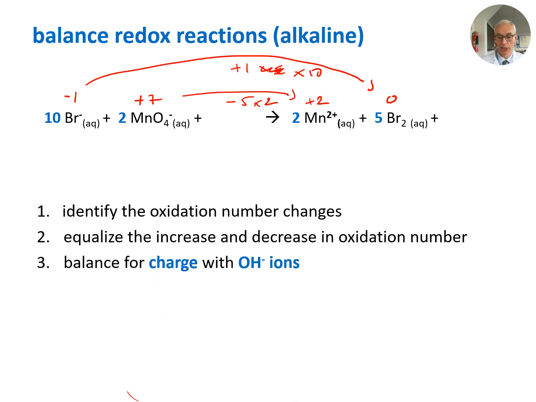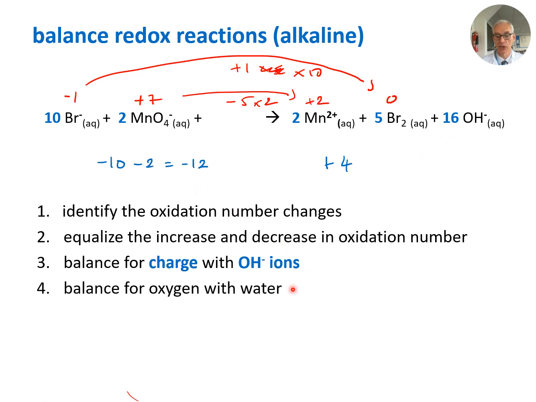Of course, now I need to balance for charge with hydroxide ions. So on the left-hand side, I've got -10 and -2. So at the moment, it's -12. Whereas on the right-hand side, I've got +4, 2 times 2, so +4. So how am I going to equalize those changes using hydroxide ions? Well, I can add 16 hydroxide ions to the right-hand side. So I'm now -12 in total on the right-hand side. -16 + 4 is -12. We have -12 on the left-hand side.